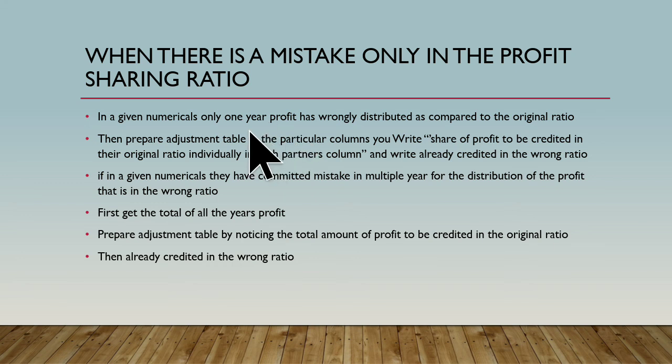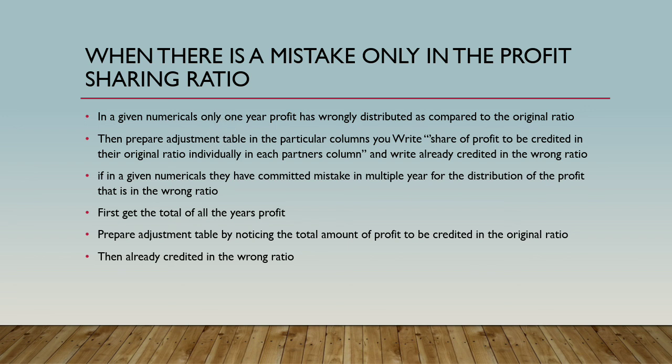But in certain questions you will find multiple years. The question will provide multiple years of profit, and their agreed ratio is 2:1, but during all the years they have taken 1:3. See, in this question 3 years are there, but the profit sharing ratio throughout the 3 years has not changed, only 2:1. So you do one thing: take the total amount of profit for the full 3 years into consideration, and note down this much profit to be credited in 2:1 and already credited in 1:3, right?